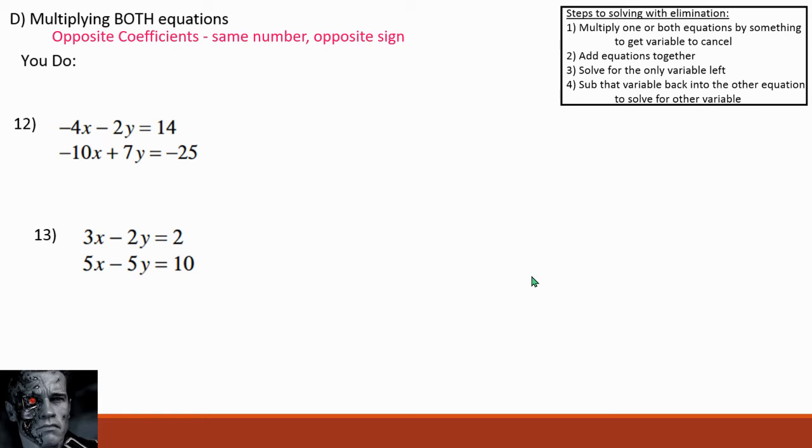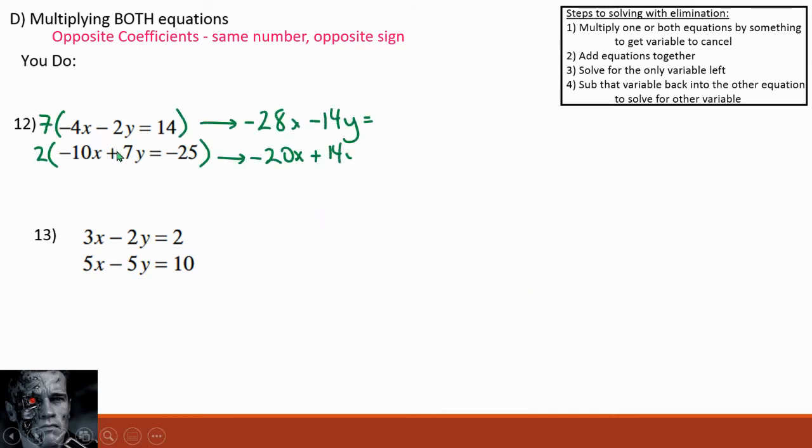So number 12, I chose to eliminate the y's. So notice I multiplied the top by 7 and the bottom by 2. I chose the y's because they already have opposite signs. You could have eliminated the x's if you had multiplied the top by -10 and the bottom by 4.